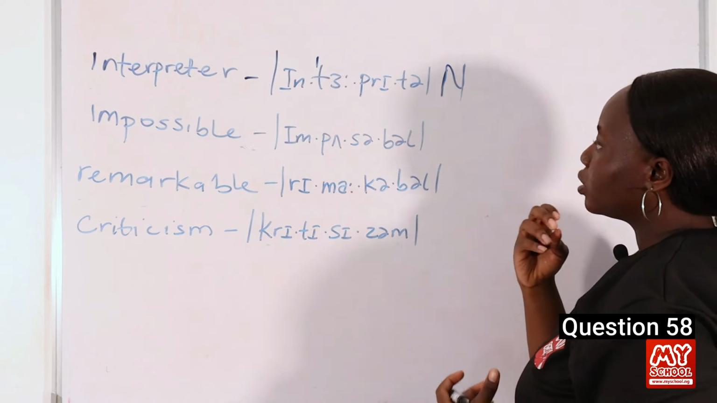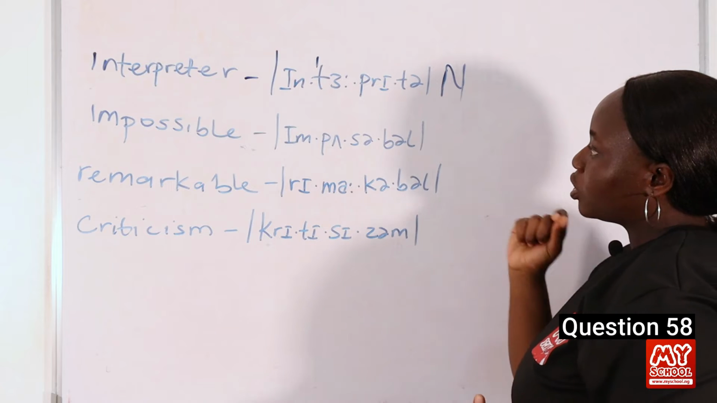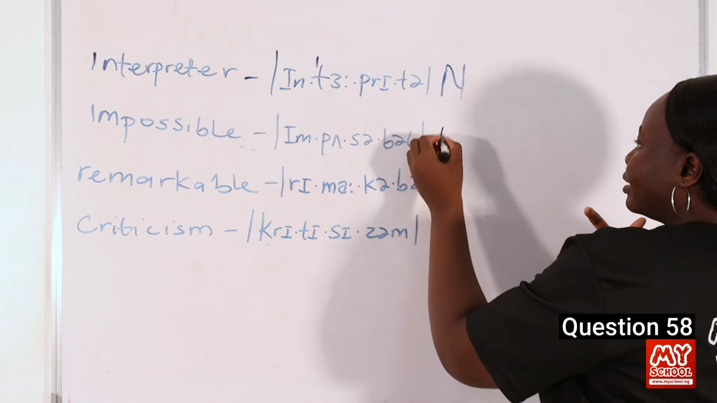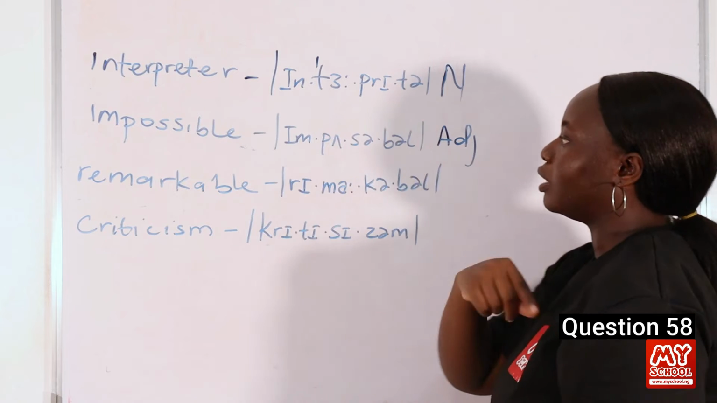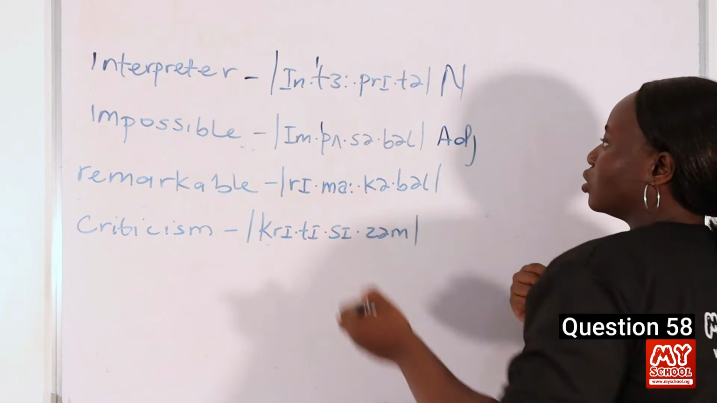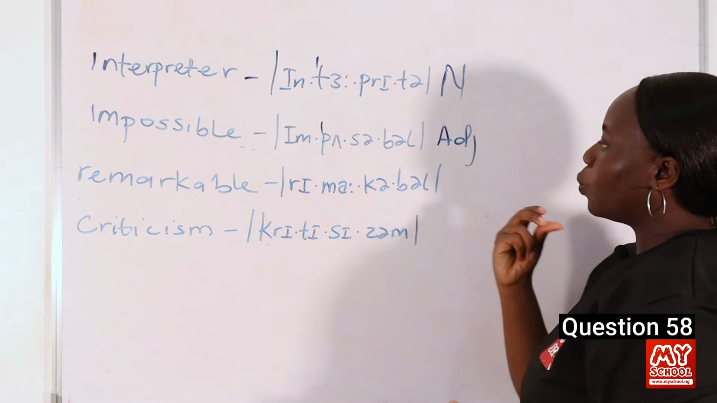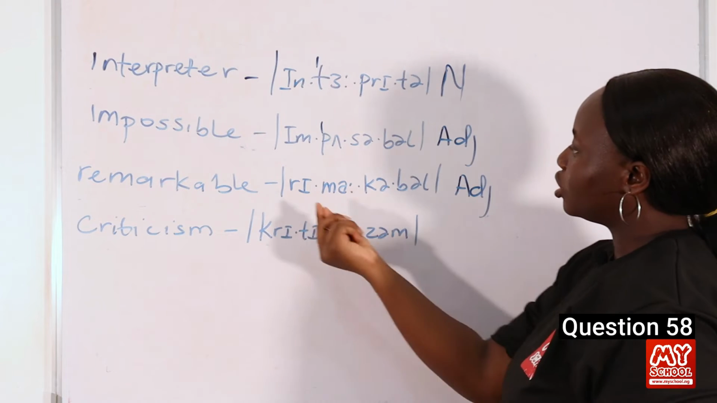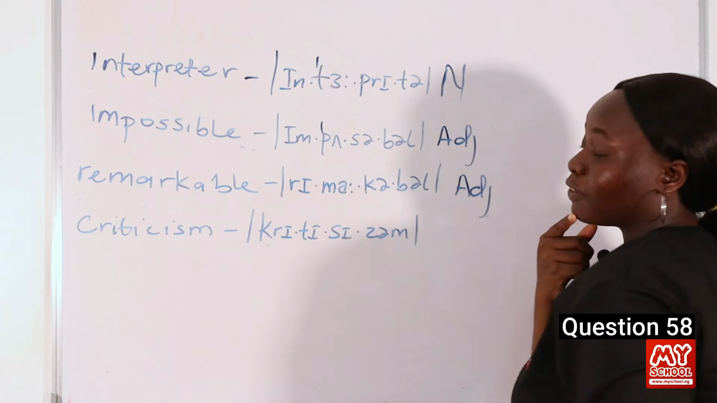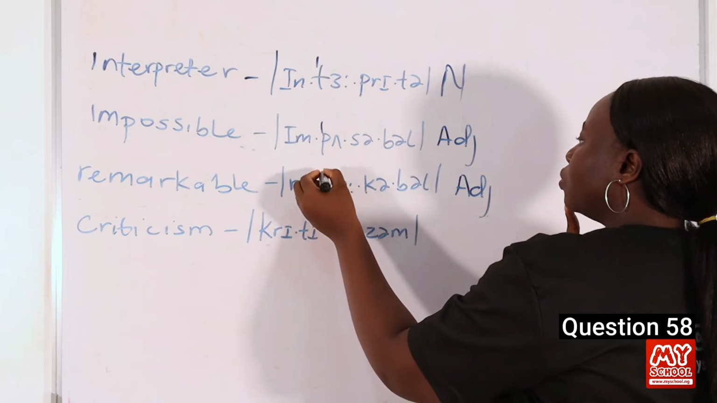Then we have the word impossible. Impossible is an adjective, right? And for adjectives, the stress is usually on the first syllable, but since there's a weak vowel there, we'll move on to the next one. The stress is on the second syllable. Then the word remarkable, that's another adjective. So the stress is on the second syllable because in the first syllable, there is a weak vowel.